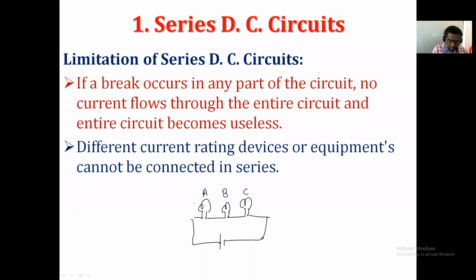Okay. The current required for bulb A is 2 ampere, for bulb B is 4 ampere, and for bulb C is 5 ampere. Can we connect these 3 bulbs in a series? Yes or no? No. Why no? Current is different. Requirement will be different.